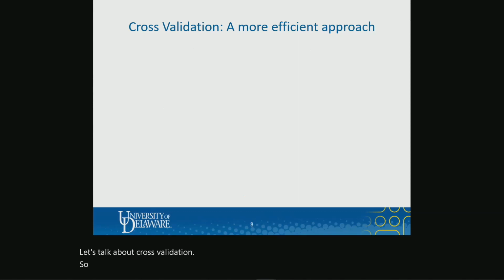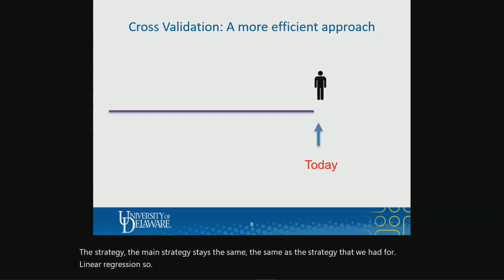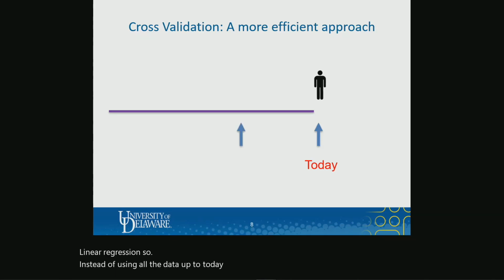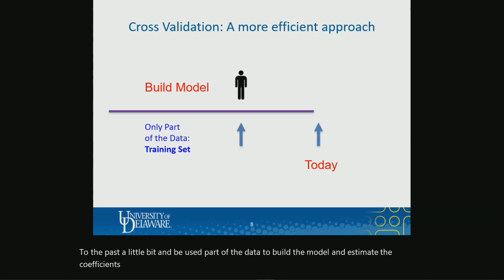For cross-validation, the main strategy stays the same as the strategy that we had for linear regression. So instead of using all the data up to today, we are going to go back to the past a little bit, and we use part of the data to build the model and estimate the coefficients, or train the model. And then we use the rest of the data to test the model.